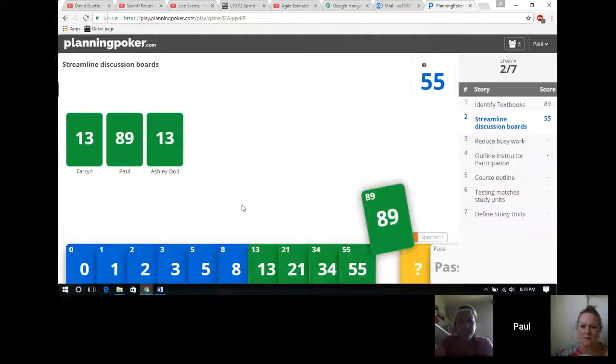Yeah. So the next one is we want to streamline the discussion boards and give basic parameters, guidelines, and requirements for each discussion board so that they all have the same requirements each week. So give those a score. How do you flip it? All right, so we need to revote then.